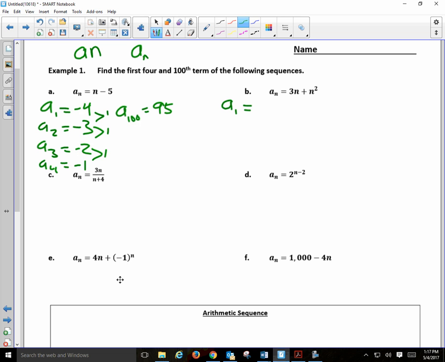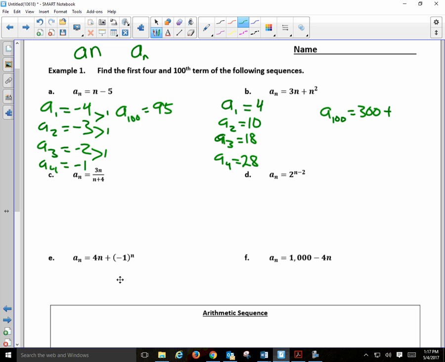As we look at this one, a sub 1 is 4. A sub 2 is 10. A sub 3 is 18. And a sub 4 is... maybe you can look here and see, well, this one goes up by 6, then by 8, then by 10. The next one would go up by 12, so we would have 40, right? And so if you want a sub 100, you would get 300.